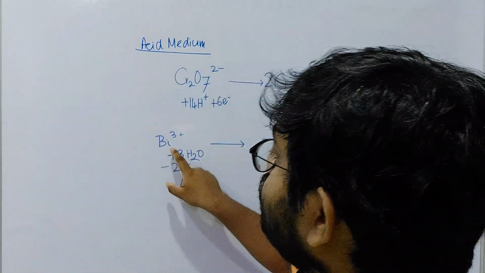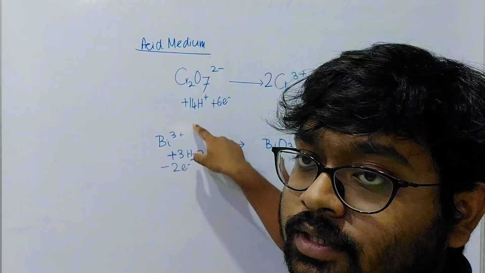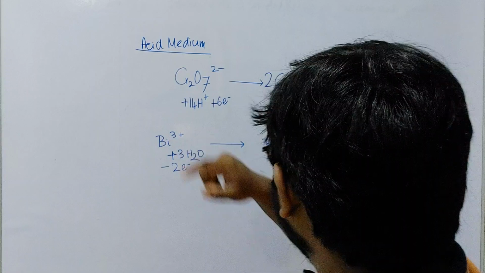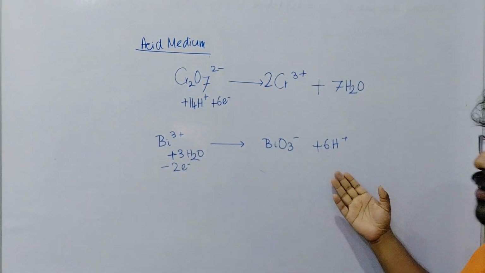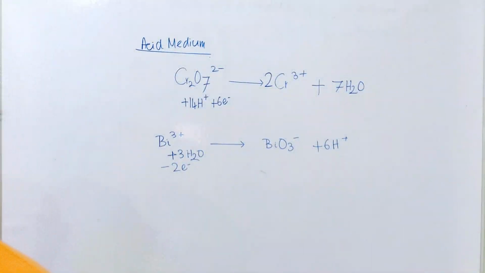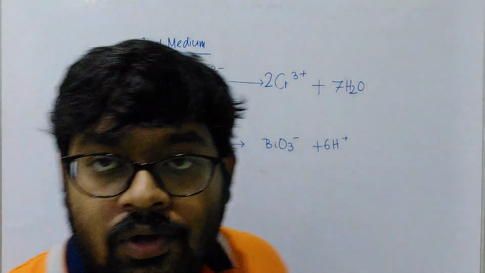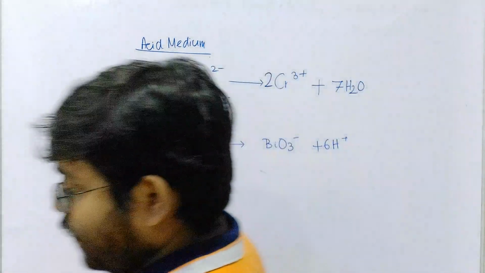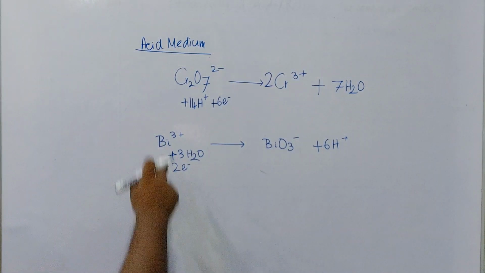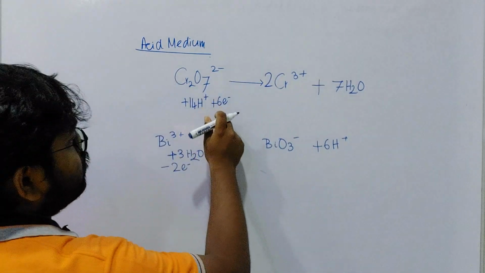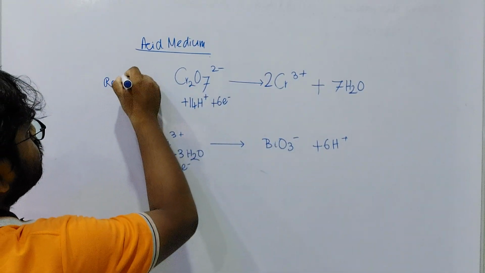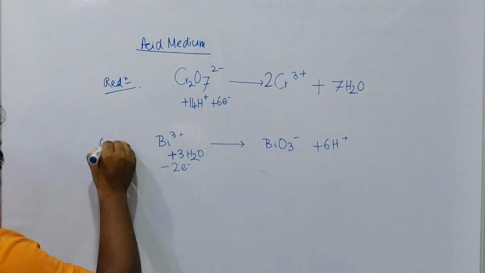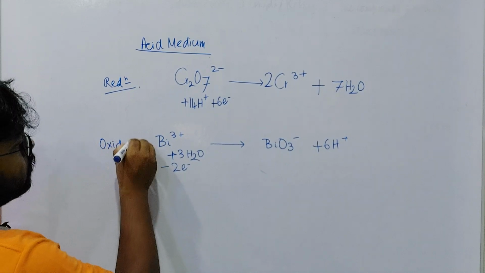In this case also, bismuth 3+, just remove 2 electrons, it will become bismuth 5+. On this side there is 5+, and this side also there is 5+. The reaction is balanced. So this is how we can balance a chemical reaction. Now you can see the first reaction, you have added 6 electrons, so that means it is a reduction reaction. And the second one, where you have removed 2 electrons, was an oxidation reaction.